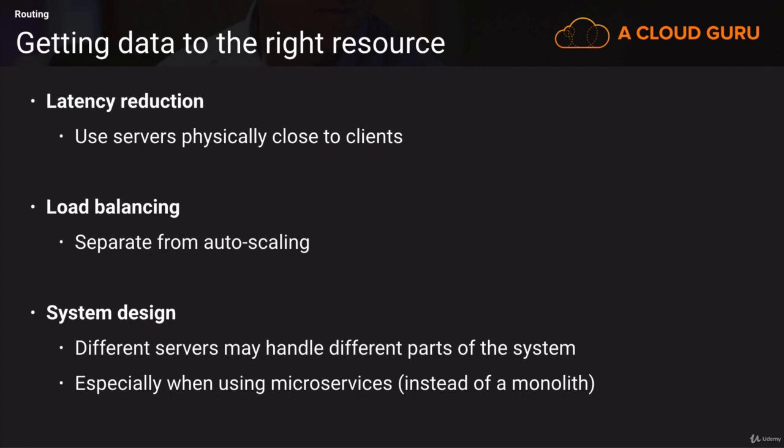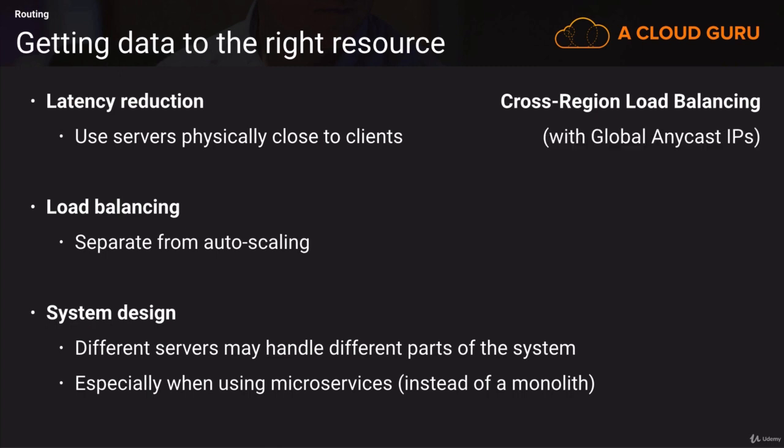So if we think about how we might address these circumstances in Google Cloud, latency reduction is something that we can do with cross-region load balancing using global Anycast IPs. If you use premium tier routing and have a global Anycast IP address that points to Google's network, Google can then decide where to send that inside of Google's network right at the point of presence, the edge location where the data comes into Google's network.